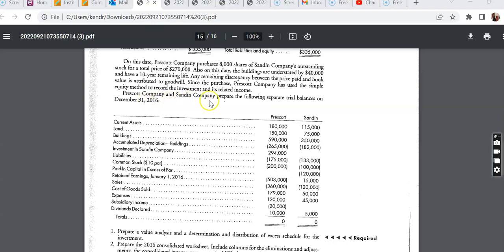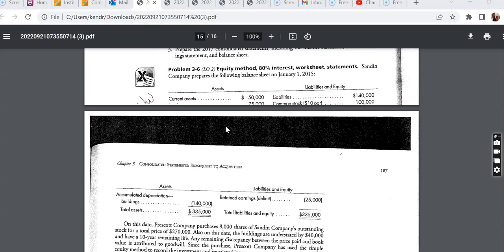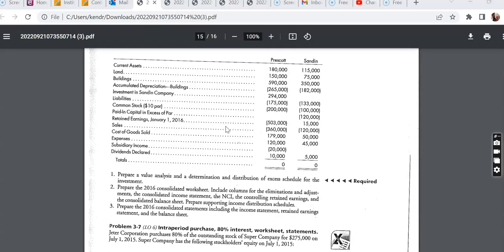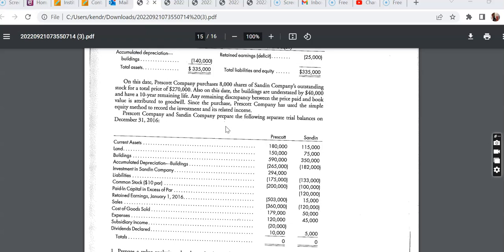All right, Prescott Company and Standard Company prepare the following separate trial balances at December 31st of 2016. So all of 2015 went by, and now it's 2016. All right, prepare a value analysis and determination distribution of excess schedule. Then the worksheet, and then the financial statements. So a little bit of everything, simple equity method.